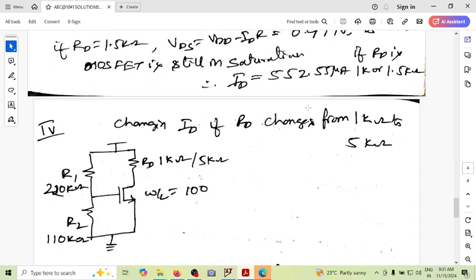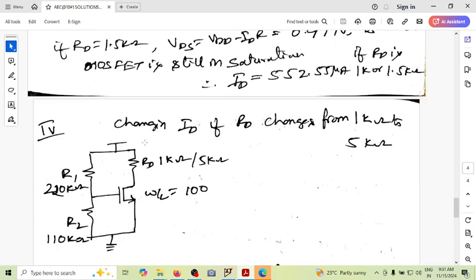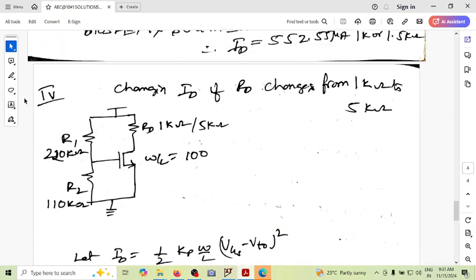That's fine. So now let us go to the fourth one, and it's the same circuit. You can see it is 220k, 120k. This is 1k, and W by L is 100. But the change from the previous problem is that this is again 220k, 110k. Now you are changing the value of RD from 1k to 5k. So what is the change?